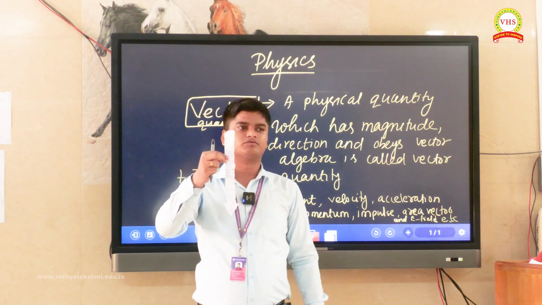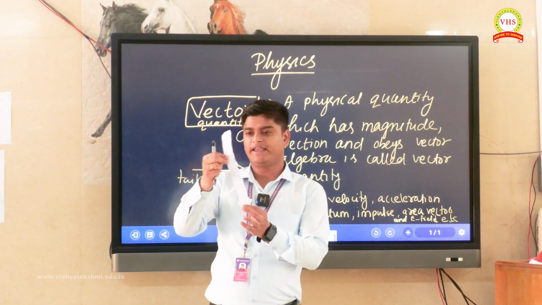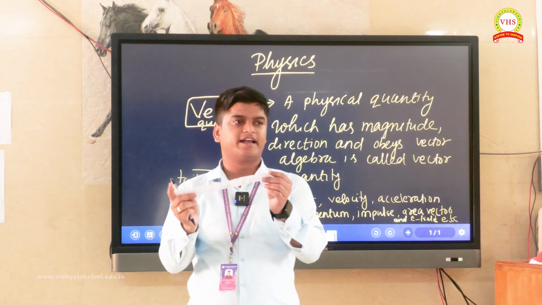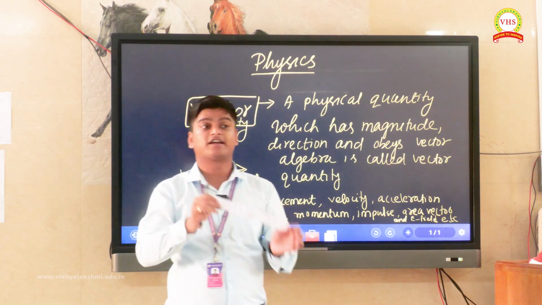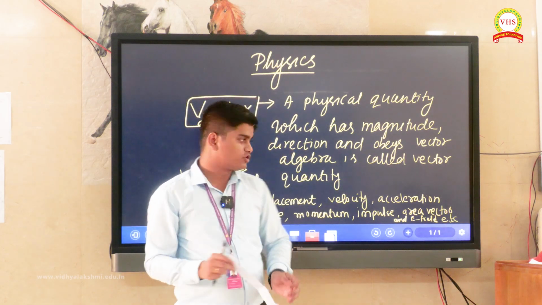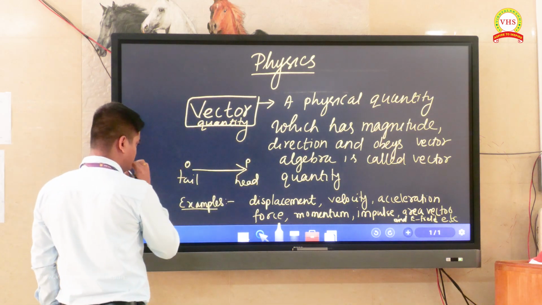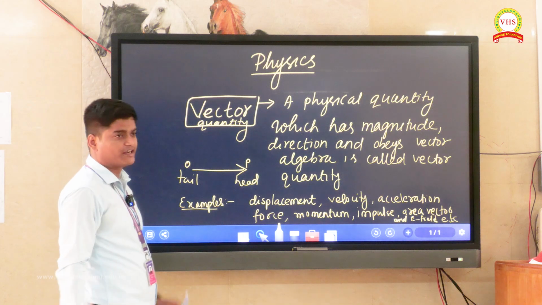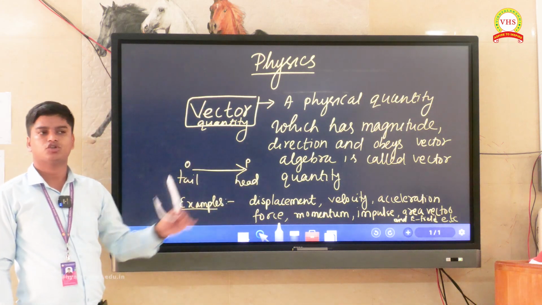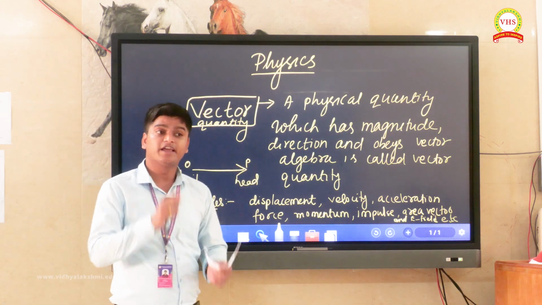Up to down. Yes or no? So by seeing the tail and head, you can identify where the vector direction is. Yes or no? So that means I can tell, suppose I mark here O and here P. So what will be the direction? O to P. The vector direction is from O to P. So understanding tail and head is very important.